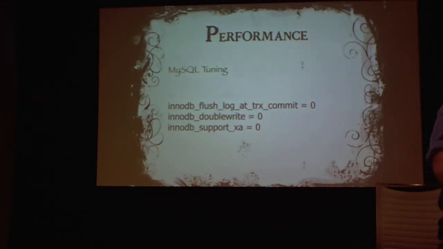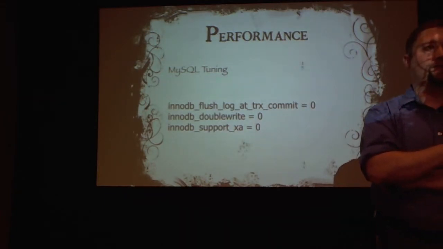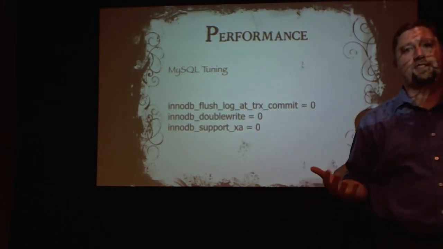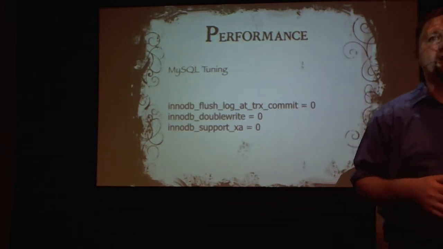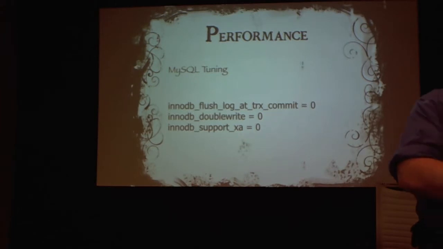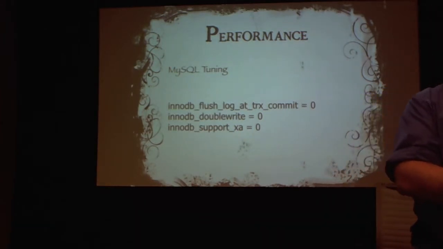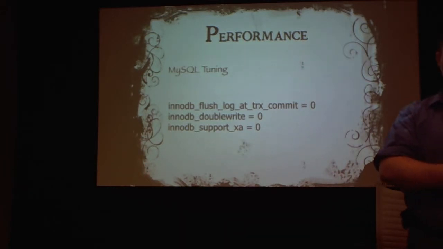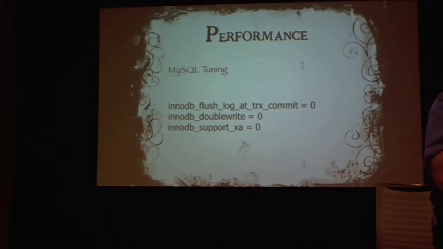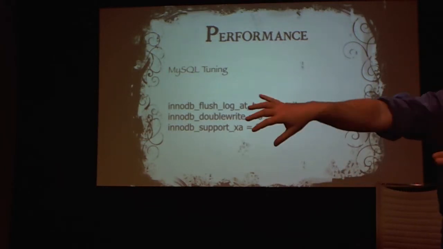There's a small risk of losing some data if your server crashes, but if you're starting on a dead machine, the risk is really, really low, and you don't have to worry about it. You also want to disable the double write and the support XA because that reduces the flushing I/O. And again, it's much better. It'll store things temporarily, queue them up in memory, and then flush them as a group.